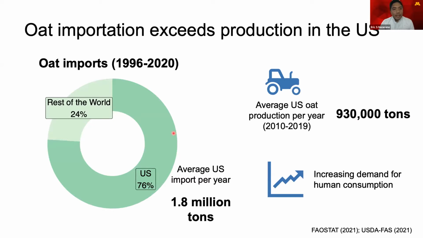Another bad thing probably is that in the US, oat importation exceeds production. We can see in this graph that the US constitutes about 76% of the total world imports of oat from 1996 to 2020. That amounts to 1.8 million tons per year, when we can only produce 930,000 tons. So there's a great opportunity here for us to help our US growers, particularly now that there's an increasing demand for oat for human consumption. So that's all for the bad things, really.